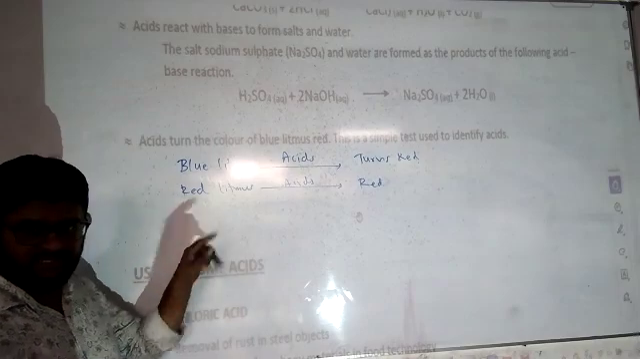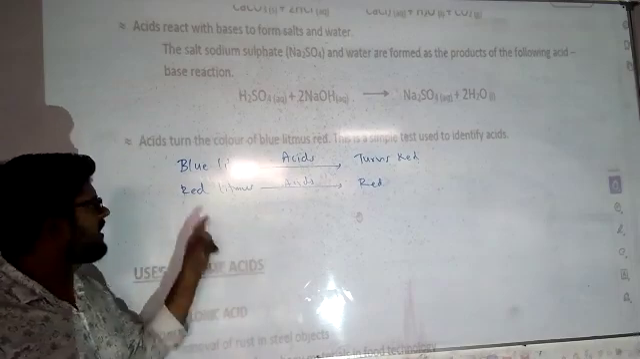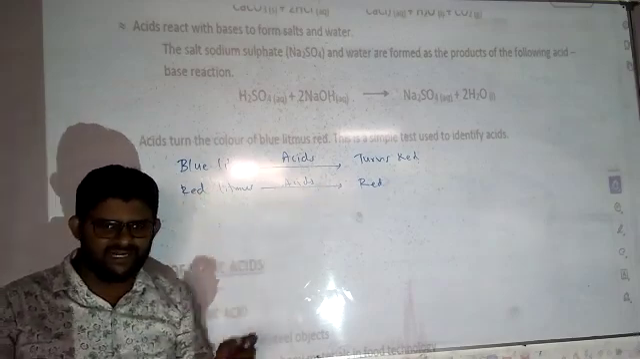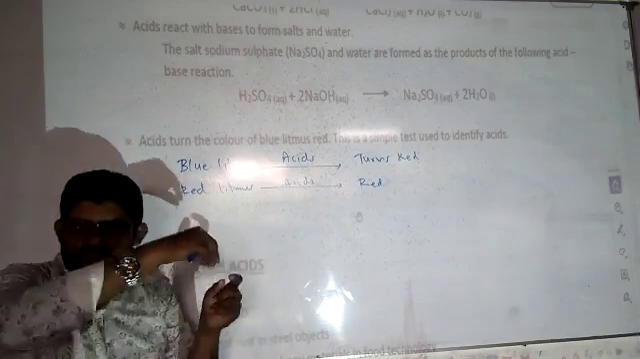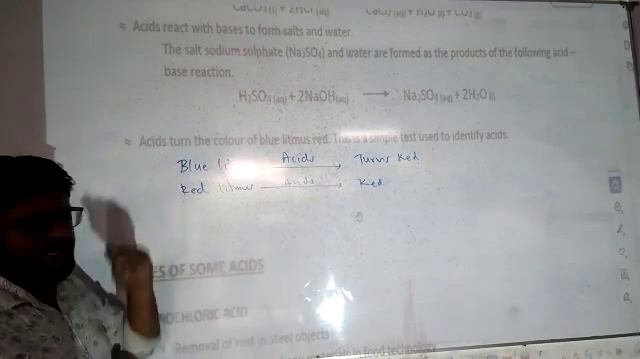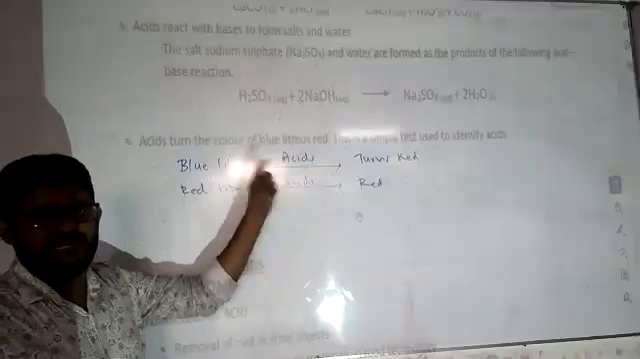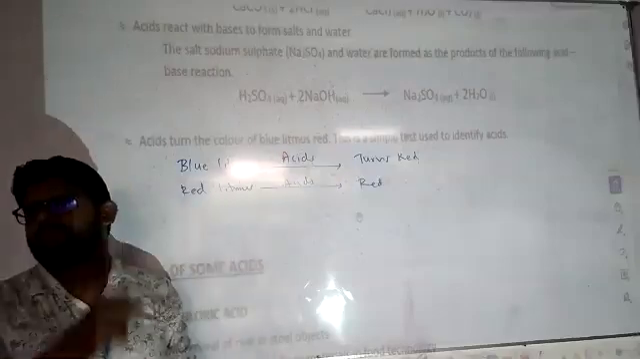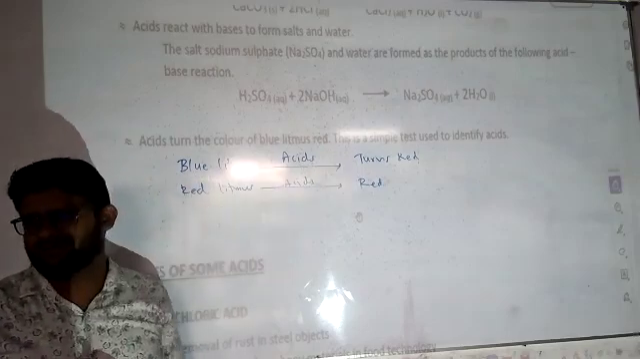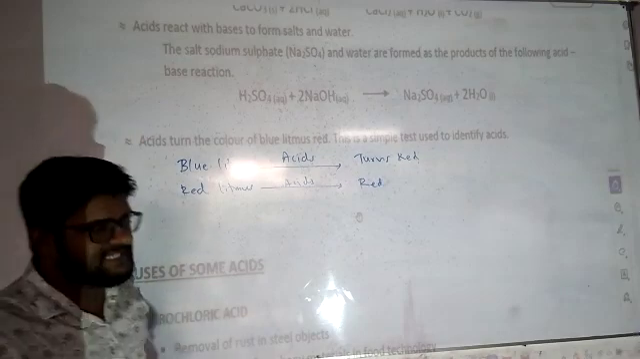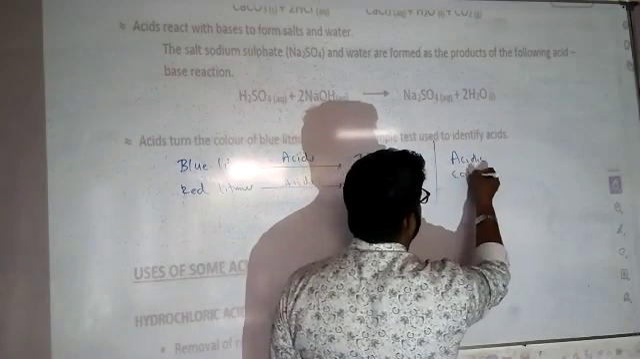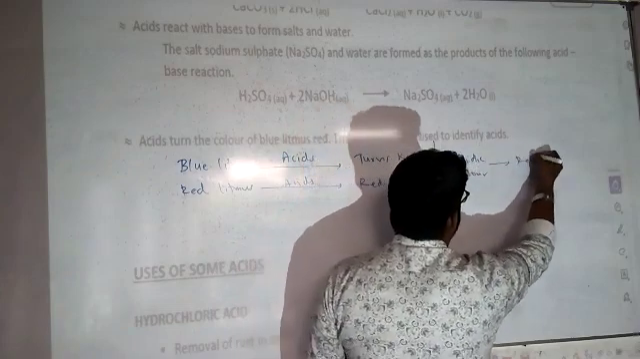Two litmus colors are there, red litmus and blue litmus. Red litmus you put for acid, remains red. When you put the blue litmus in acids, it will be turning red. When the liquid is rising up via the blue litmus paper, the blue color changes into red color. It turns red. So this is because acidic color is red.